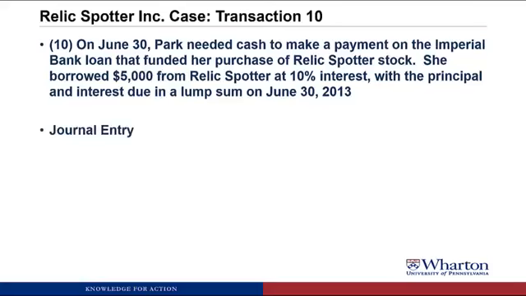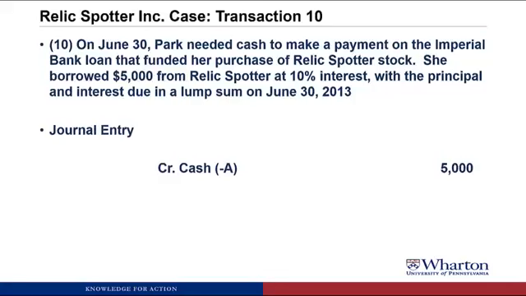This transaction looks complicated, but let's just start with what we know. What we know is that Relic Spotter paid $5,000 cash to Rebecca Park. We're paying cash. Cash is going down. Since cash is an asset, assets go down with credits. We credit cash for $5,000.